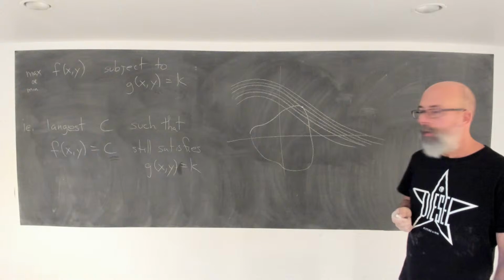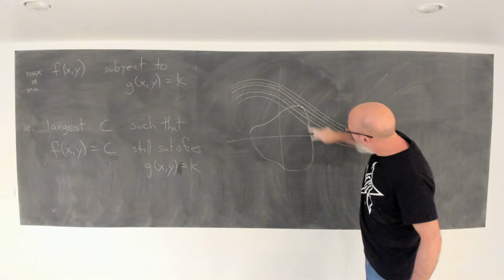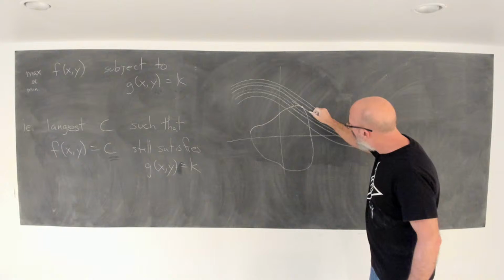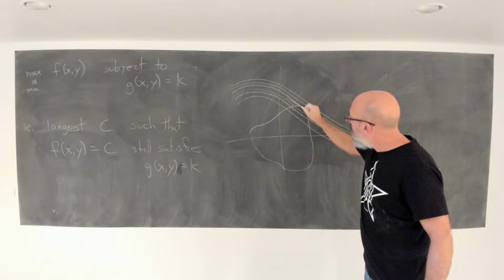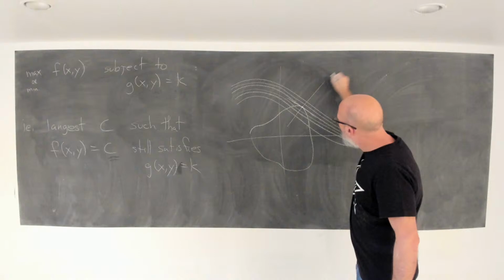Well, what can we say at this value of c? We can say that the tangent line to this function, the line that just touches the function at one point, is going to be the same as the tangent line to this function, the line which just intersects at one point. So they share a common tangent line at this point, and so they share a common normal line.